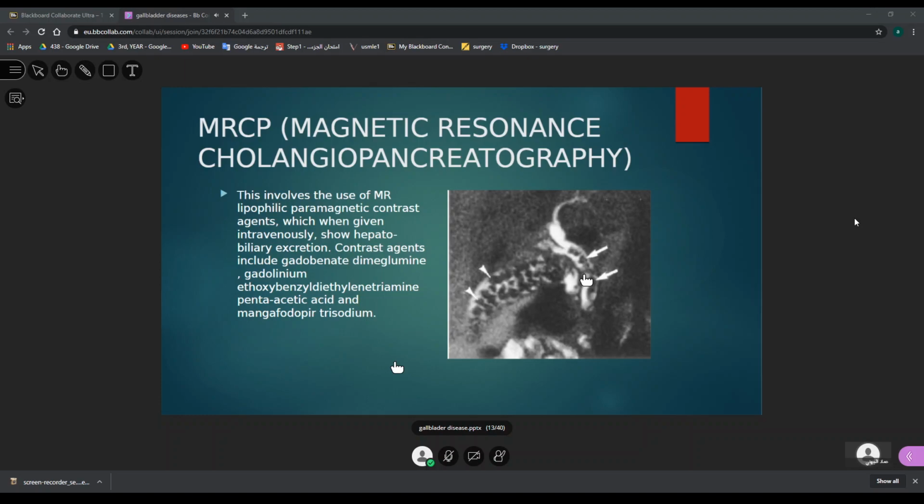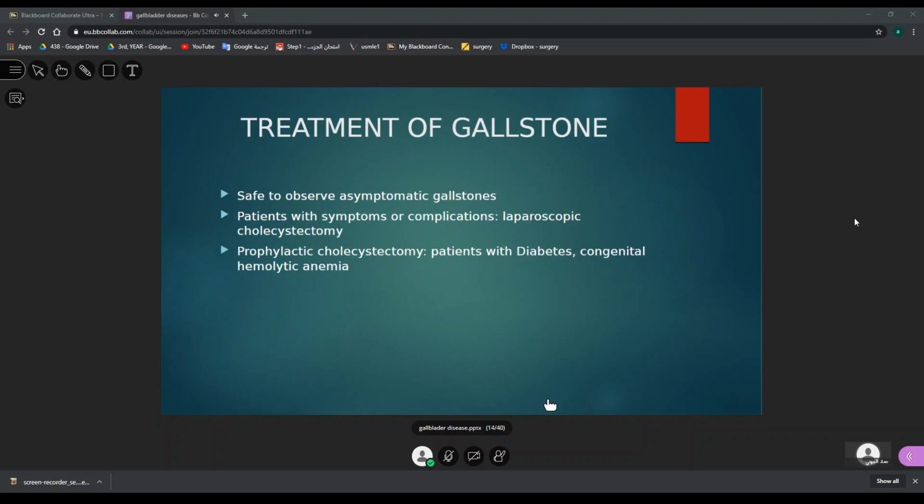Okay, so treatment of gallstones: it's safe to observe an asymptomatic patient. An asymptomatic patient has no symptoms and is not complaining. We just did an ultrasound and found gallstones. You don't need to treat this patient. For a patient with symptoms or complications, we do laparoscopic cholecystectomy, which is removal of the gallbladder. Prophylactic cholecystectomy means the patient has no symptoms, but you do a laparoscopic cholecystectomy anyway, like in patients with diabetes and congenital hemolytic anemia.